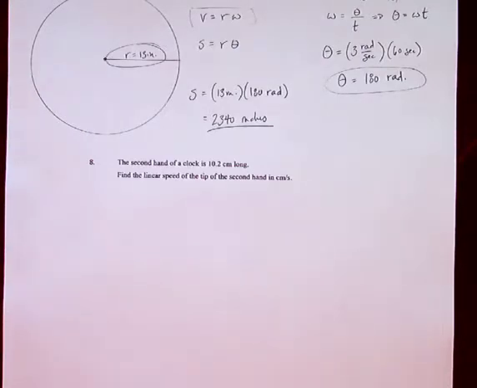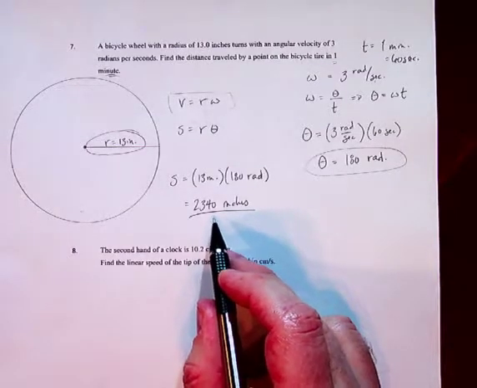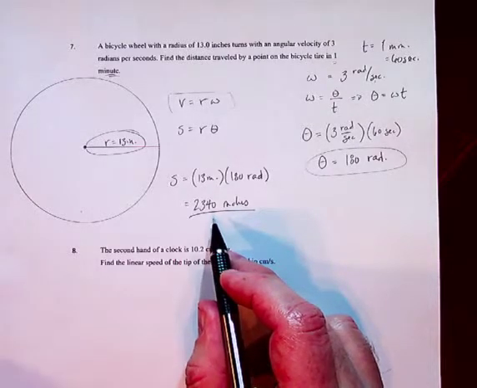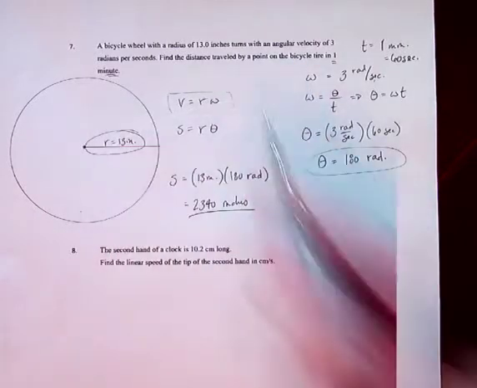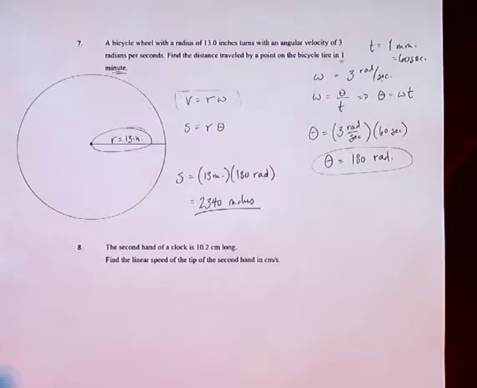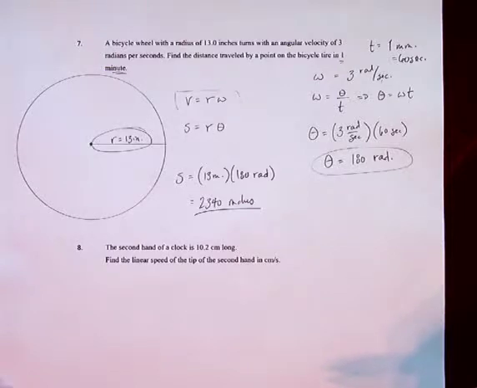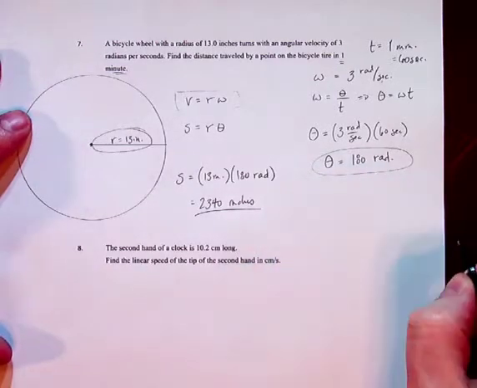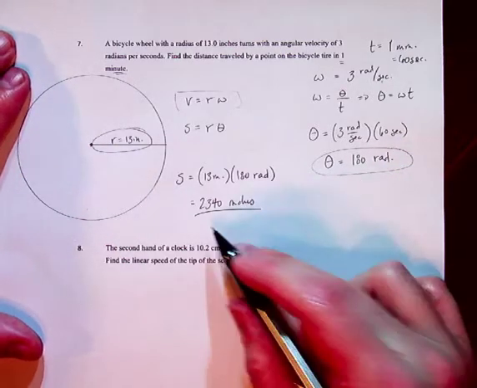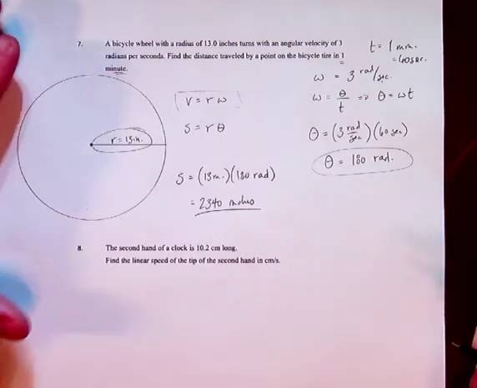Oh, by the way, that's not your answer. I've said again and again, okay, maybe I've said it 3 or 4 times: if I ask the question in sentence form, you answer it in sentence form. There was only one person who gave me both answers in sentence form. So you would write out a sentence: the distance traveled by a point on the bicycle tire in 1 minute is 2340 inches, and then you would box in that answer.